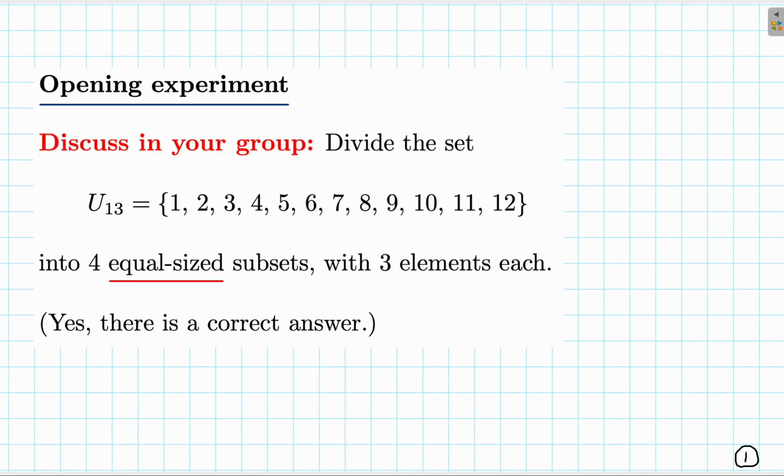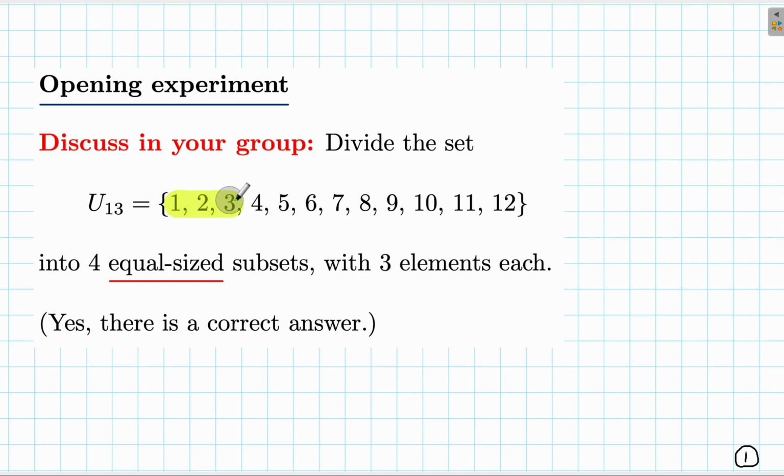In this lesson, we'll continue our study of homomorphisms. And to get us started, here's our opening task. We have the set U13 containing 12 elements, 1 through 12. And our task is to divide this set into 4 equal-sized subsets with 3 elements each. So for instance, here's one way to do it.